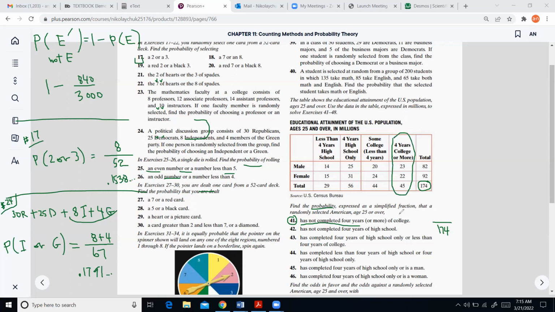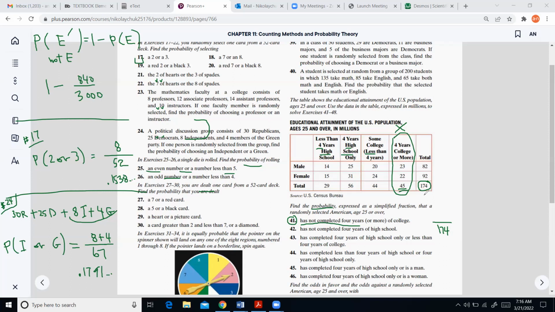And the question in exercise 41 says, what's the probability that a person has not completed 4 years of college? Notice that the previous columns are talking about less than 4 years, but that's a high school, and then 4 years of high school only, so those have nothing to do with the college. Some college, but less than 4 years, that also fits the description. So the only column that we don't use will be this 45 people, looks like, right, that completed 4 years of college.